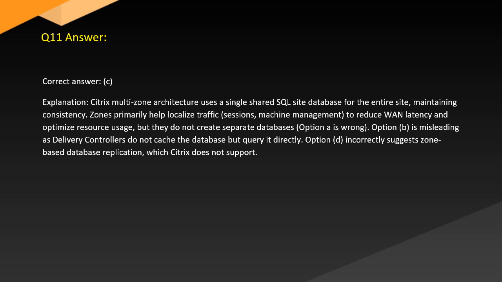Citrix multi-zone architecture uses a single shared SQL site database for the entire site, maintaining consistency. Zones primarily help localize traffic, sessions, and machine management to reduce WAN latency and optimize resource usage, but they do not create separate databases. Option A is wrong. Option B is misleading as delivery controllers do not cache the database but query it directly. Option D incorrectly suggests zone-based database replication, which Citrix does not support.